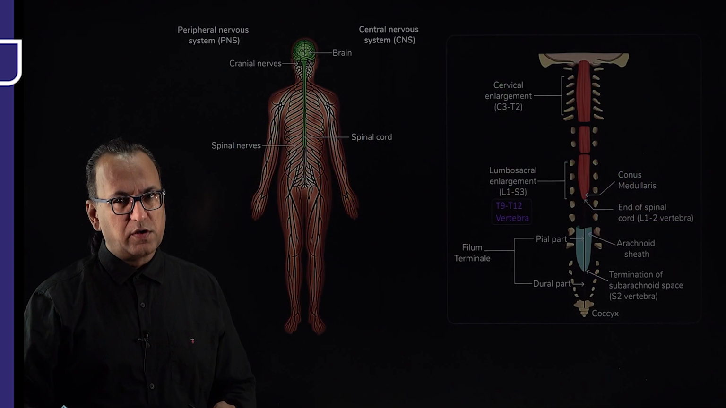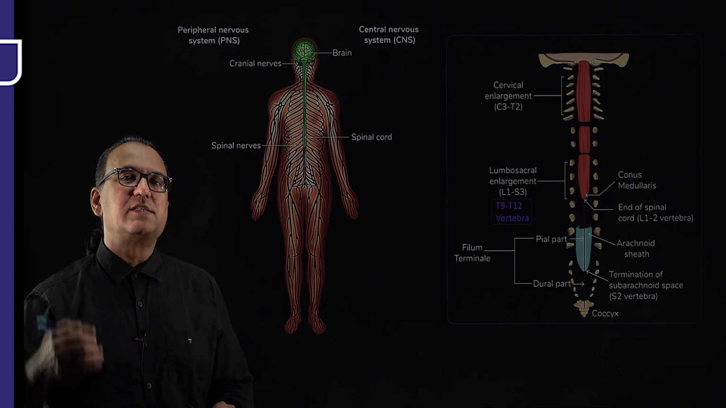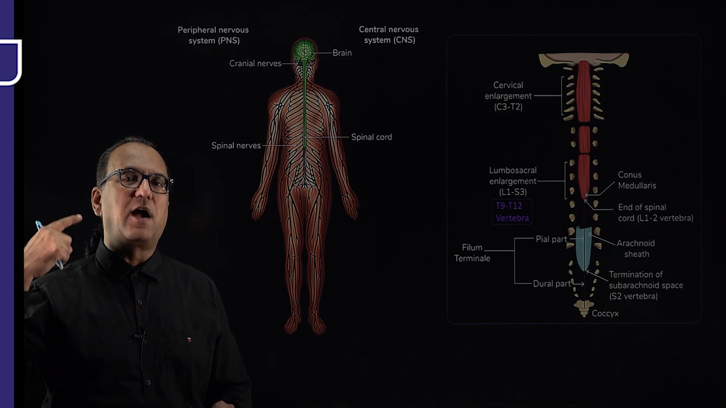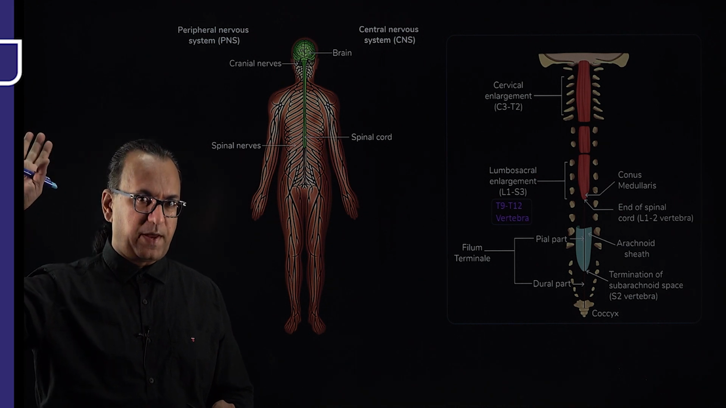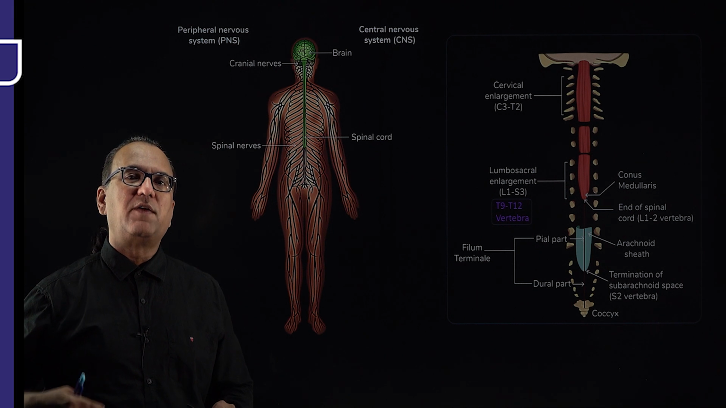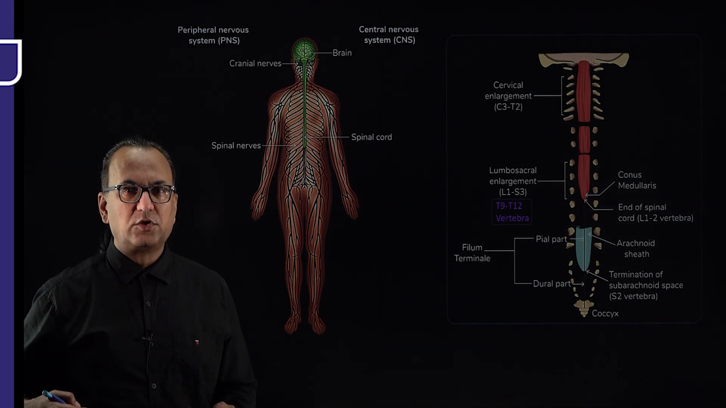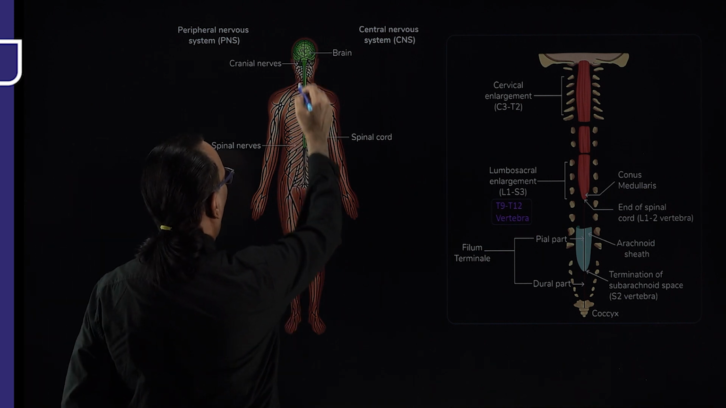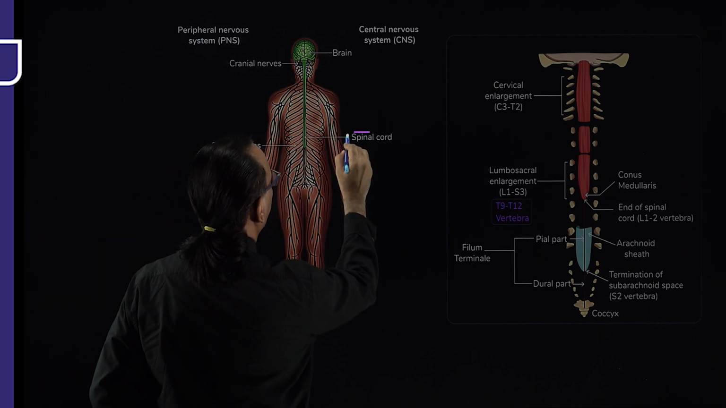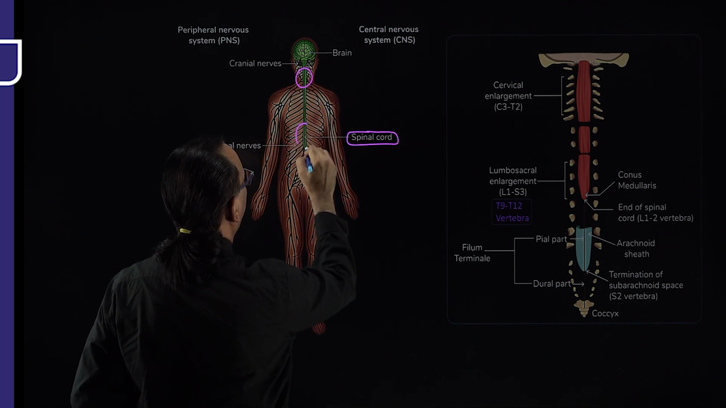Here we are going to talk about the two enlargements in the spinal cord. One is in the cervical region, the cervical enlargement contributing to the brachial plexus, whereas there is one lumbosacral enlargement in the lower part giving contribution to the lumbosacral plexus, for example for the lower limb. So this is the spinal cord we are talking about, and in the spinal cord we have one cervical enlargement and one lumbosacral enlargement.